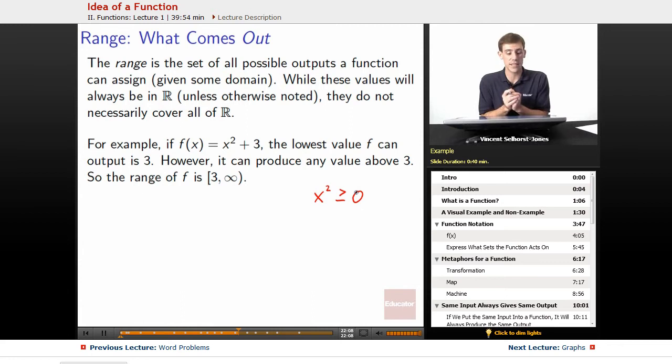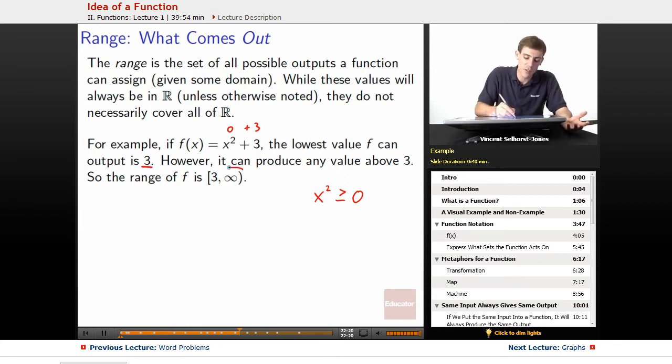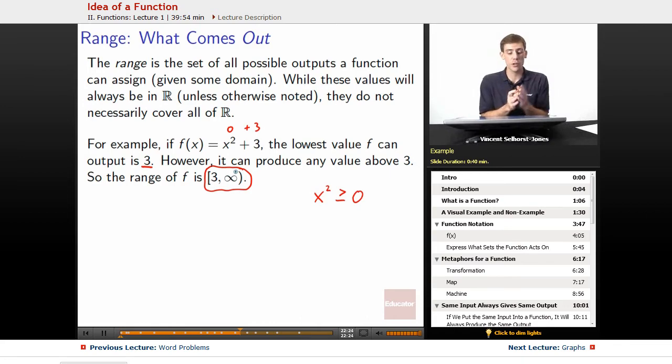The lowest we can get that down to is a 0, so the lowest we can make this whole thing is when this is a 0 plus 3, so the lowest possible output is 3. We can produce any value above 3 with x squared, though, so we can just keep going up and up. So our range would be everything from 3, including 3, up until infinity. So it's all of the reals from 3, including 3, and higher.